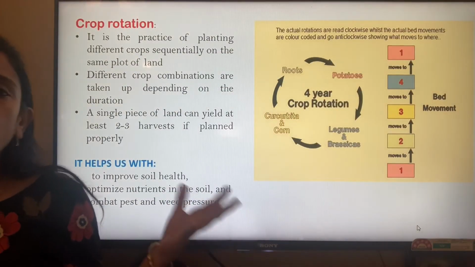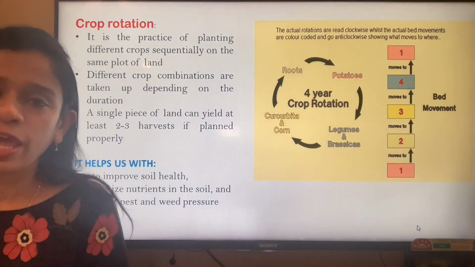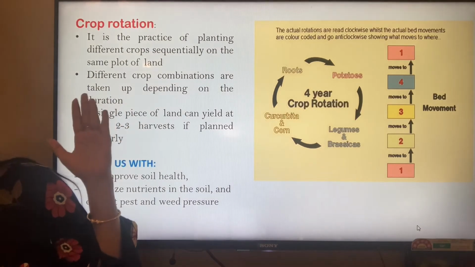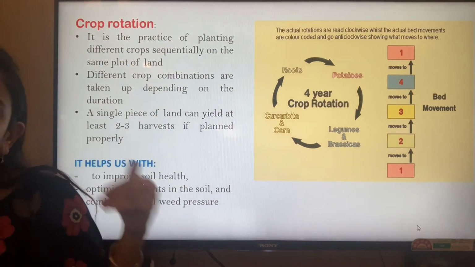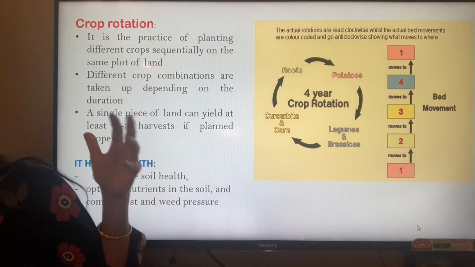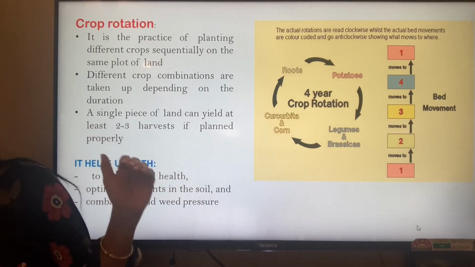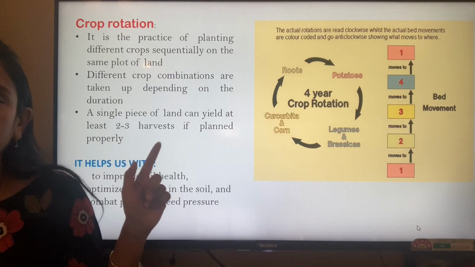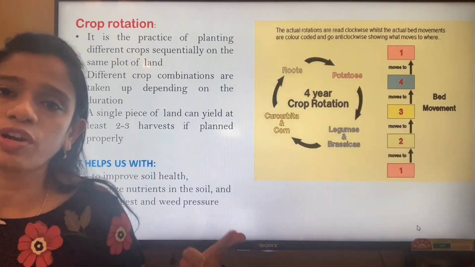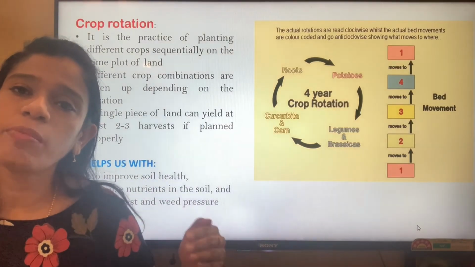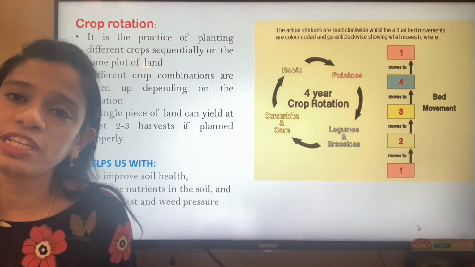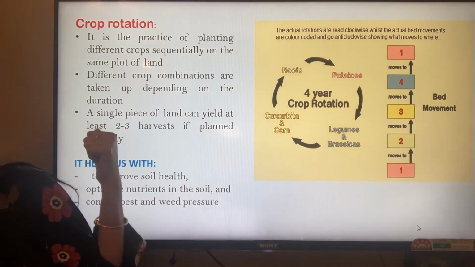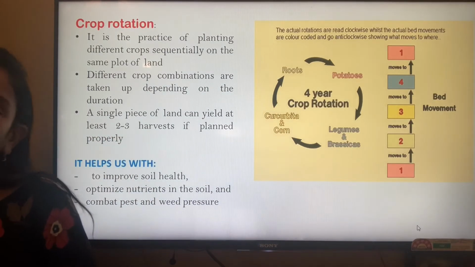Now coming to crop rotation. When we talk of crop rotation, it is a practice of planting different crops sequentially on a piece of land. So different crop combinations are taken up depending on the duration of the crop, in order to maintain the fertility and also the crop duration. A single piece of land can yield at least 2 to 3 harvests if planned properly.